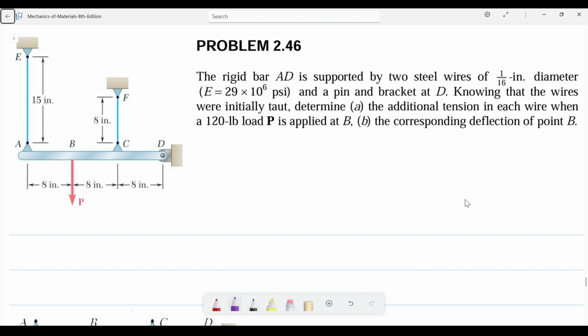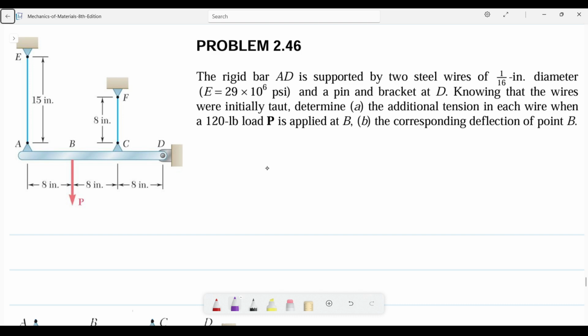Problem 2.46. The rigid bar AD is supported by two steel wires of 1/16-inch diameter, E equal to 29 multiplied by 10 to the power of 6 psi, and a pin and bracket at D. Knowing that the wires were initially taut, determine (a) the additional tension in each wire when a 120-pound load P is applied at B, and (b) the corresponding deflection of point B.